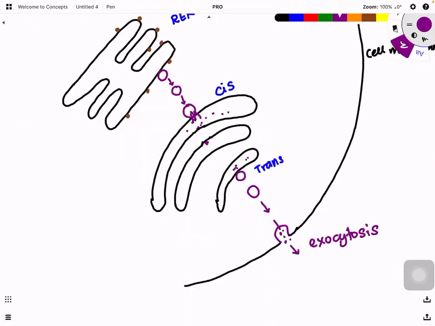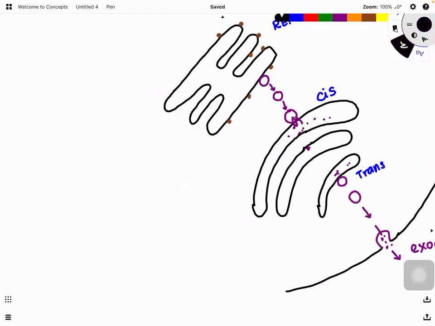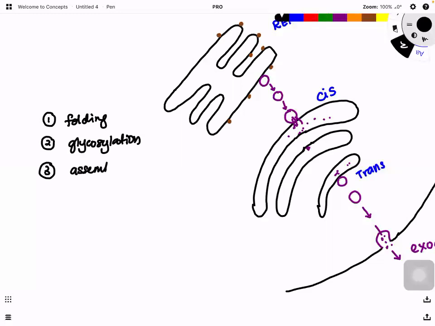So now look at this. A quick revision, as I said, in the ER, what do we do? First, we have the folding of the protein, the polypeptide, into the precise three-dimensional shape. Second, inside the ER, we also do glycosylation. And third, we join or assemble the polypeptides to form the complete protein. Once we have done that, we pack them into the transport vesicle.